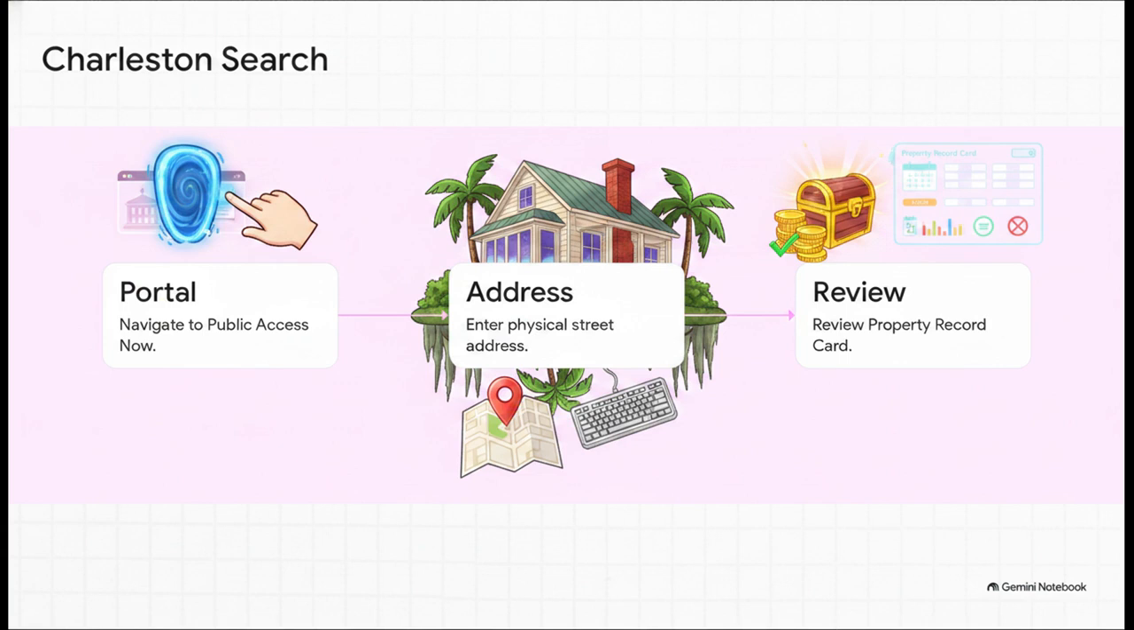Step 3, hit search and pull up that digital property record card. This card is your absolute goldmine. It's going to show you the current appraised value, the exact millage rates applied, and, most importantly, the tax history. You can see right there on the screen if those taxes were paid by the state's strict January 15th deadline, or if there are any outstanding penalties hanging over the property.